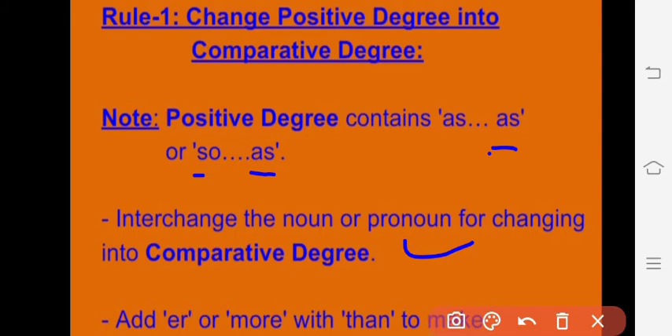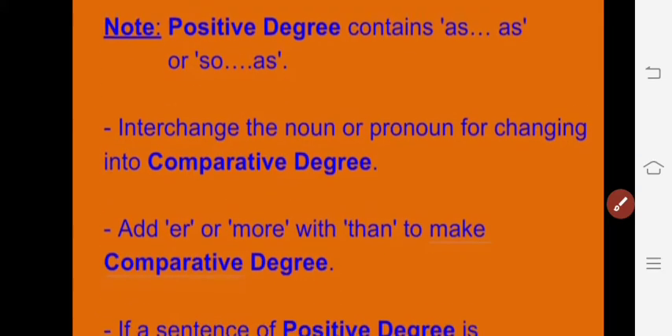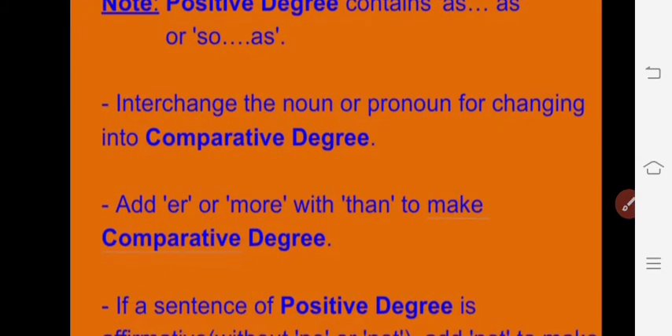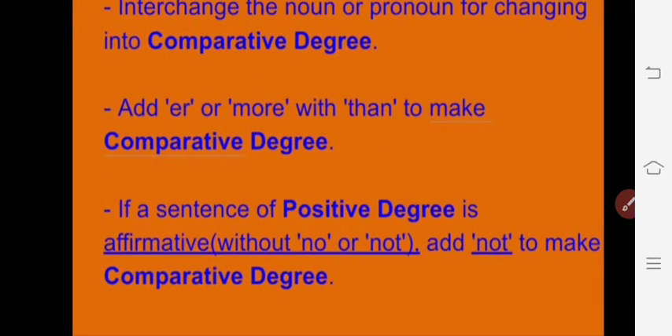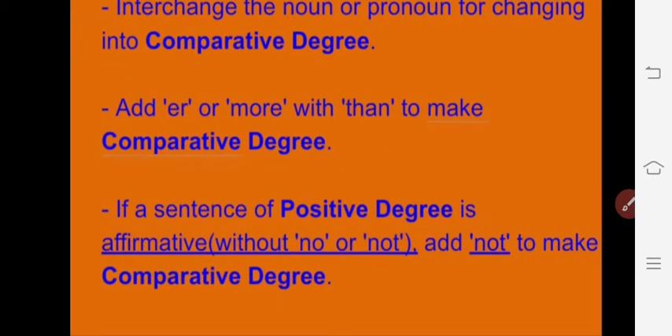The second step, when you convert positive degree into comparative, you have to remember to interchange the noun or pronoun for changing into comparative degree. So you have to change the position of noun and pronoun while converting positive degree into comparative degree. And when you convert the positive degree sentence into comparative, you have to take care, then add er or more. Just listen, add er or more with than to make comparative degree.